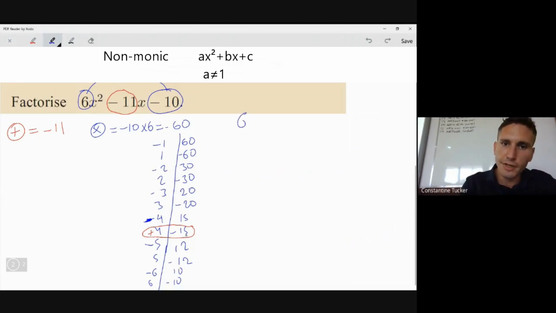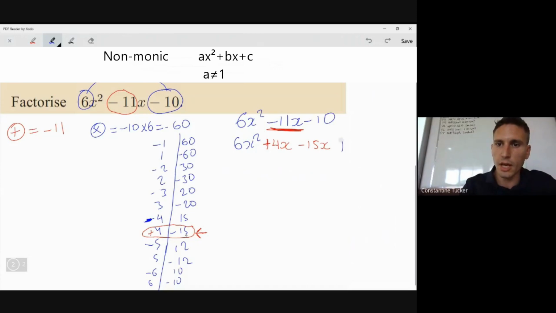So let's rewrite this problem as 6x squared minus 11x minus 10. But we are going to be splitting this middle term using these two numbers, the positive 4 and the minus 15. So we can rewrite this as 4x minus 15x, because 4x minus 15x is indeed minus 11x. And we copy the first and the last term, and now we are ready to factorize the first two and the second two terms separately.